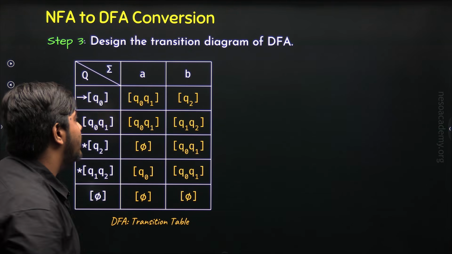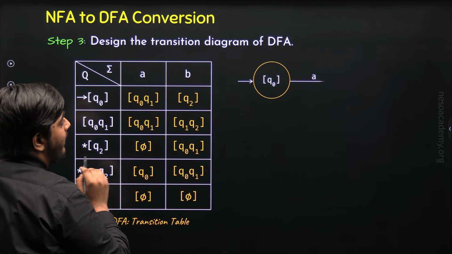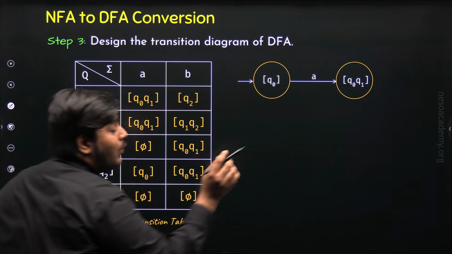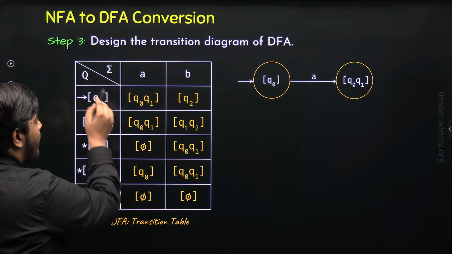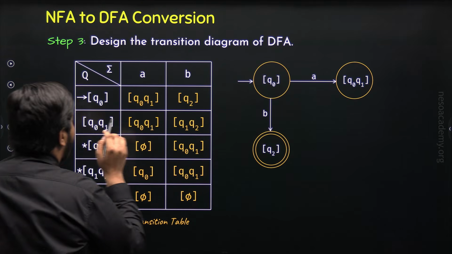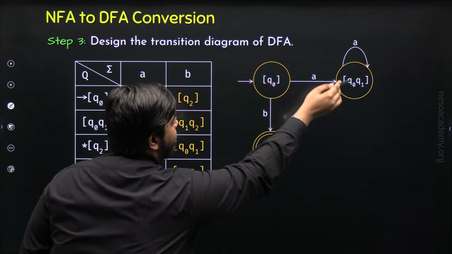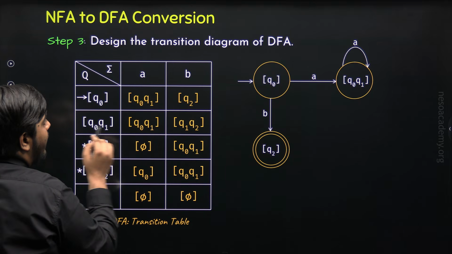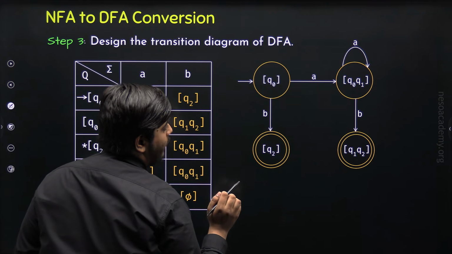Let's start constructing. First of all, we'll have our initial state, which is Q0. On getting the input symbol A, we are reaching the state Q0, Q1, which you can see. Q0, Q1 is now a single state of DFA, which were 2 separate states in case of NFA. Q0 on getting input symbol B, we will reach the state Q2. Q0, Q1 on getting input symbol A, we will reach the state Q0, Q1. Here you can see we have created the self loop of A because we are getting the same next state. Q0, Q1 on getting input symbol B, the next state is Q1, Q2. So we are getting the state Q1, Q2.